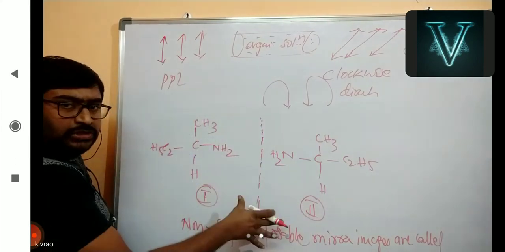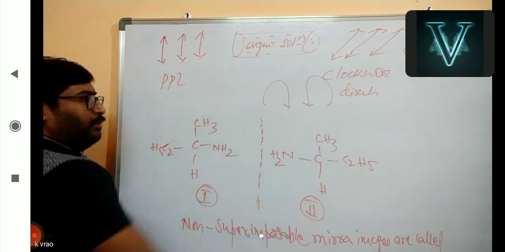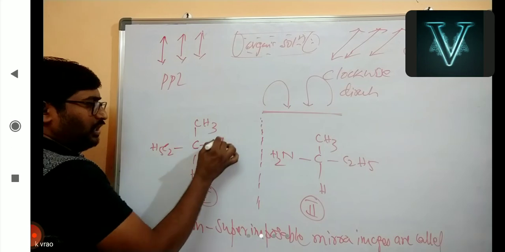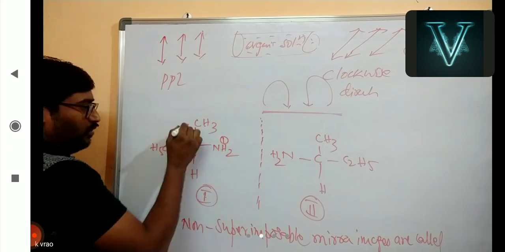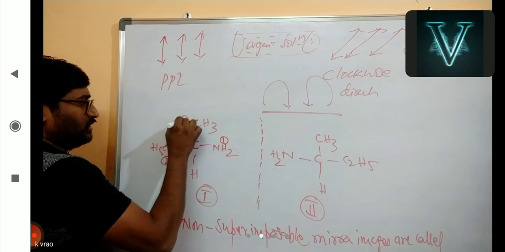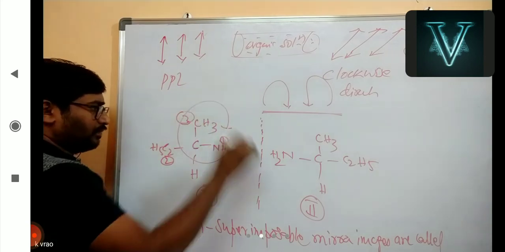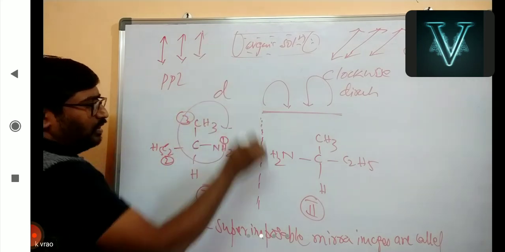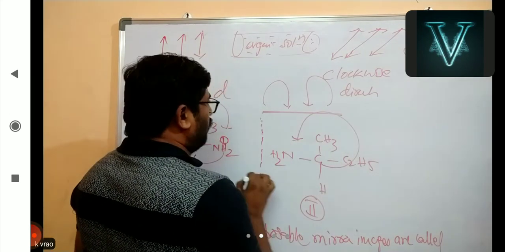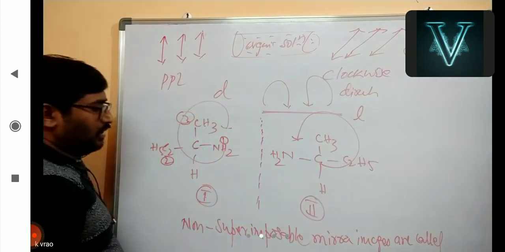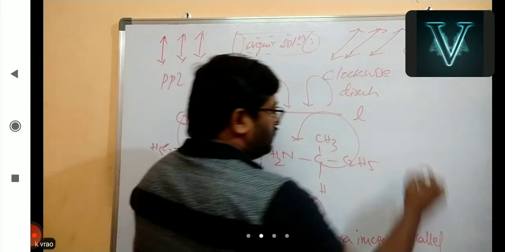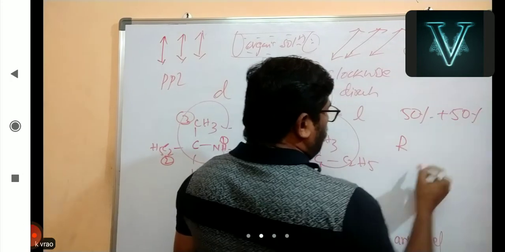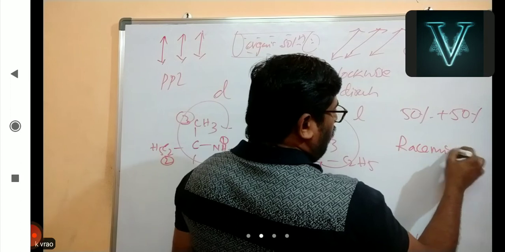Structure 1 and structure 2 are both enantiomers. Both rotate the plane polarized light in opposite directions. Let us take NH2 as 1 because its atomic number is 7, then this is 2, this is 3. It rotates clockwise: this compound is the D compound. This compound rotates anti-clockwise: this compound is the L compound. 50-50% of D and L is called a racemic mixture.